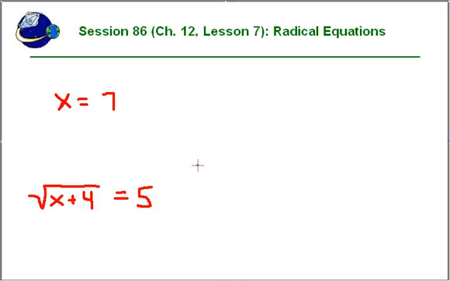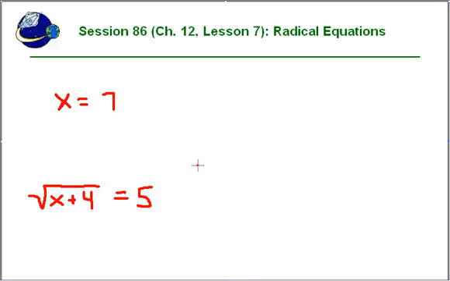Radical equations is going to be what we take a look at here in this session. Basically, a radical equation is just any equation that has a variable somewhere in it that is within a radical sign or a square root sign. If that happens, you have what's called a radical equation.